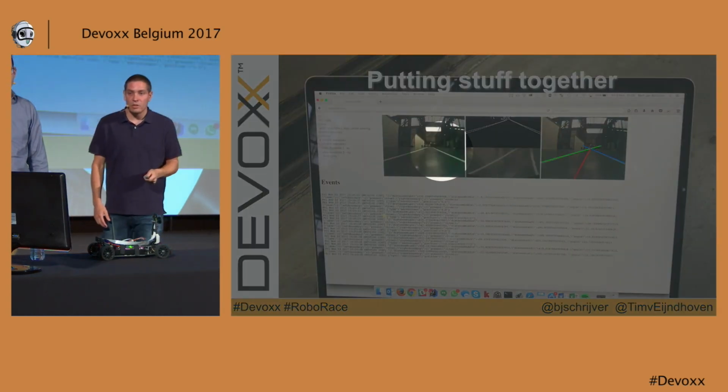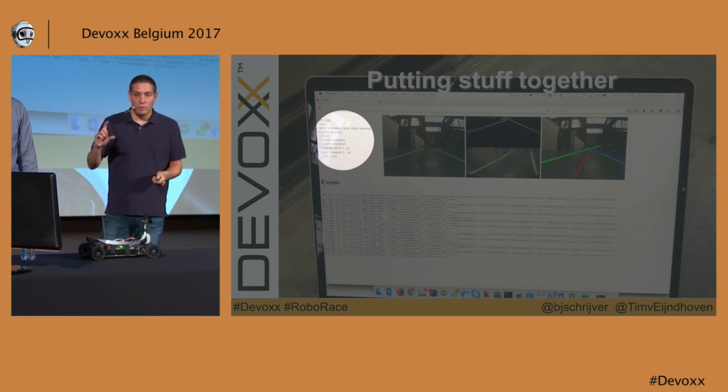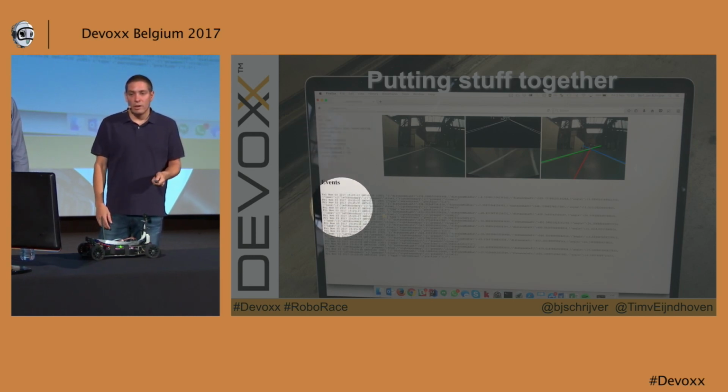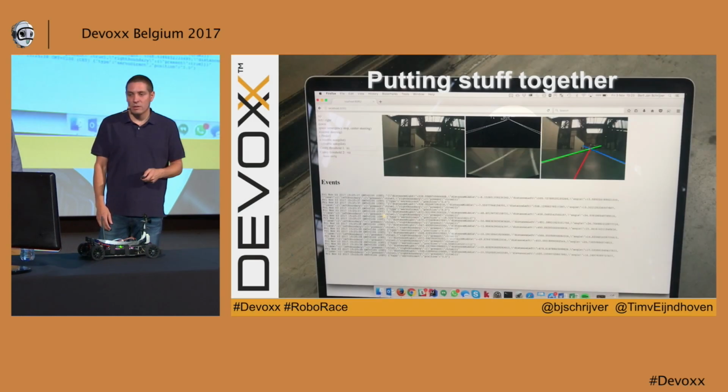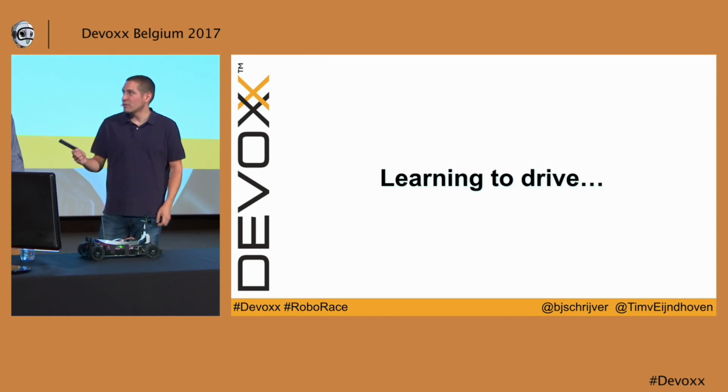We have the camera image. We have some controls here. You can just put left, right, up, down. And we have the events going over the Vert.x event bus below. And then we have some other images here that seem to do some stuff with lines. And I believe that Tim is going to share all about this.